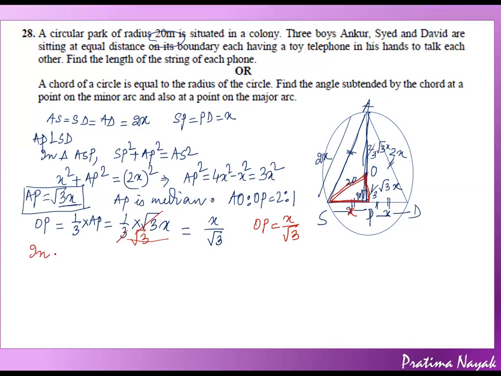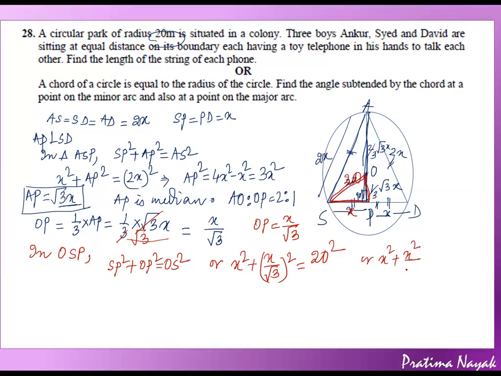So in triangle OSP, I'll write SP square plus OP square is equal to OS square, or SP square is equal to x square, x by root 3 square, OP square is equal to OS square. What is OS? OS is 20, the radius of the circle, 20 square. Now simplify. So this will be x square plus x square by 3, root 3 square is 3, is equal to 400.